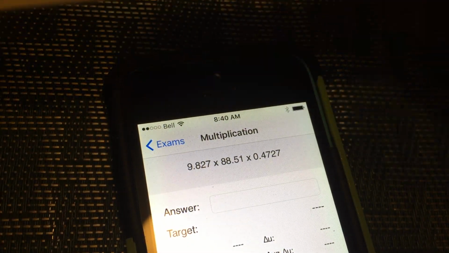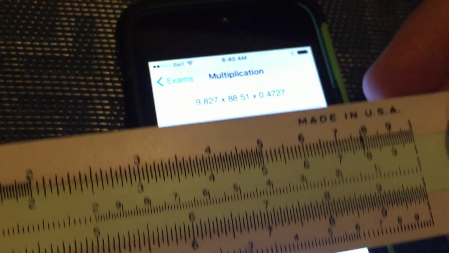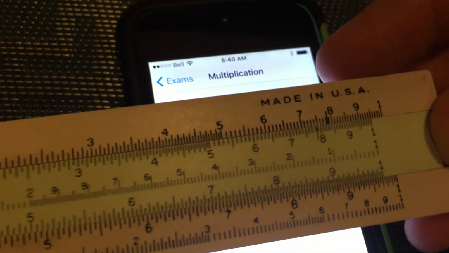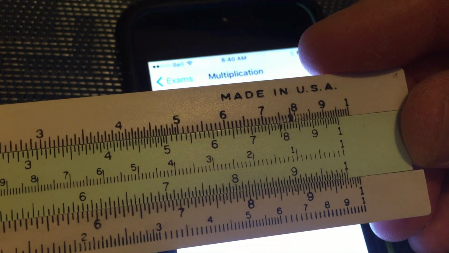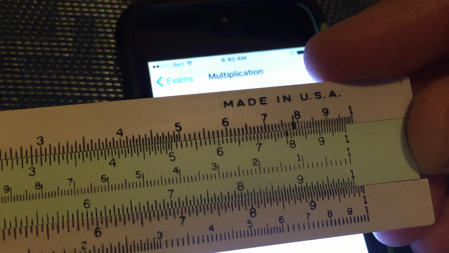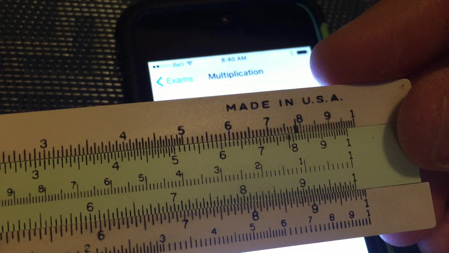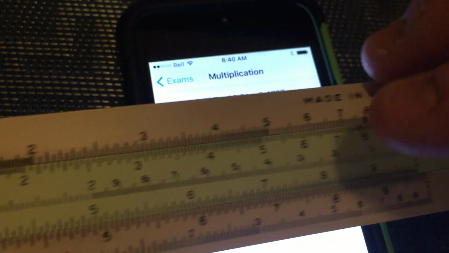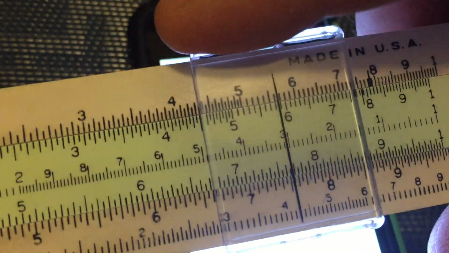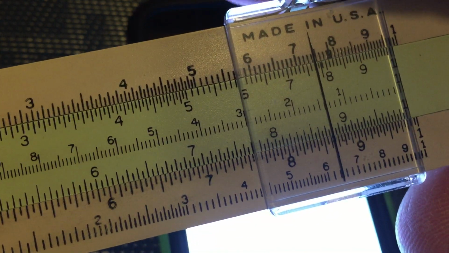Now let's figure out the exact numbers. So we're going to do this again. So remember, we want to slide our rule to 9.8. So our 1 goes to 9.827. So 9.8 is right there, okay? And the next number is 88.51. So we slide over to 88. Where's our cursor? Okay, 88.51 is here.